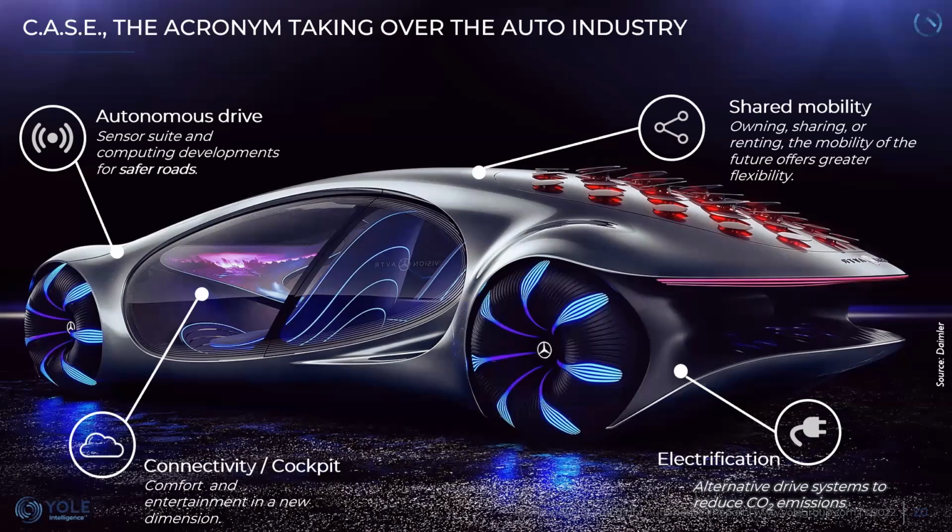The C is for connectivity or cockpit, to improve the comfort and entertainment for the passenger, and also more security and safety for the driver. The S is for share, for new business models in sharing the car. And the E, of course, is for electrification. It's the alternative technology drive system to reduce CO2 emissions, which is also the main trend today for economy saving and for the clean energy shift of the planet.